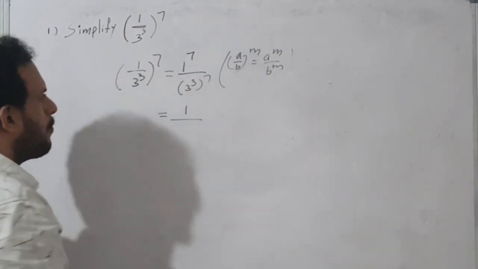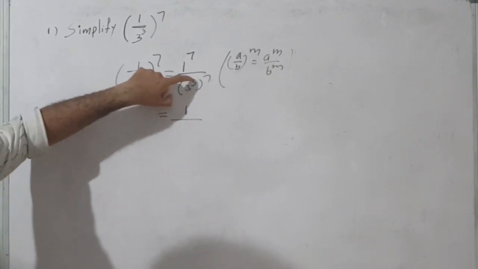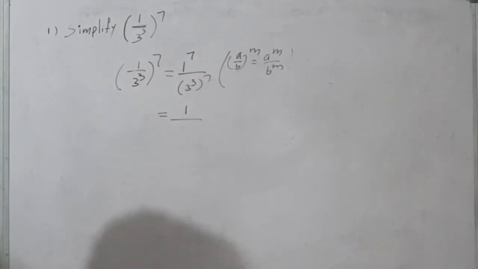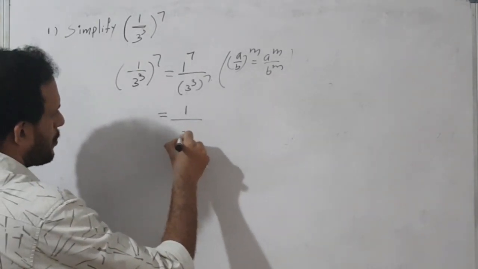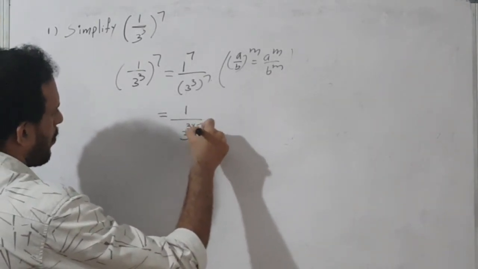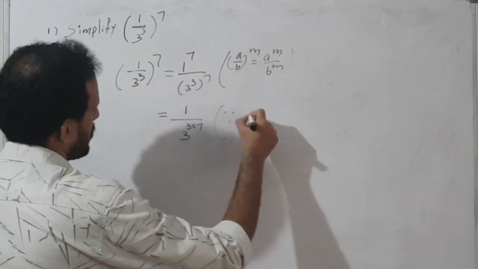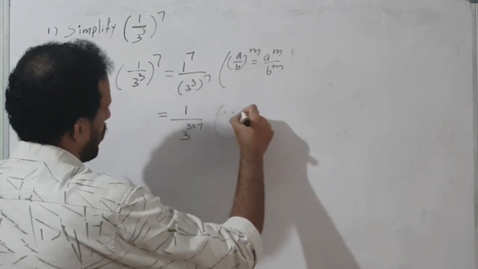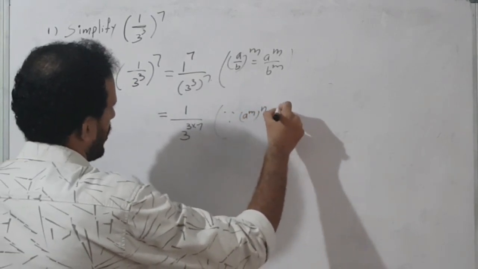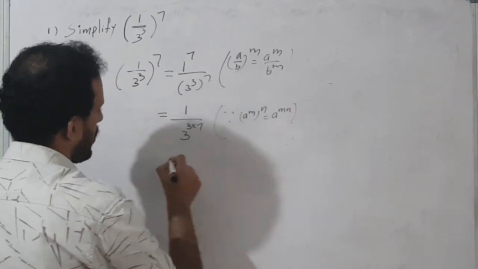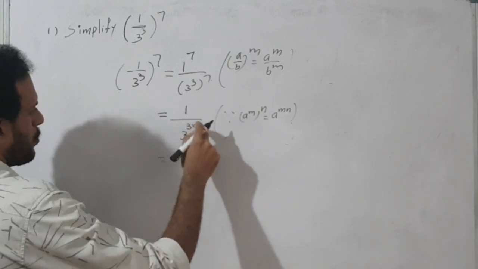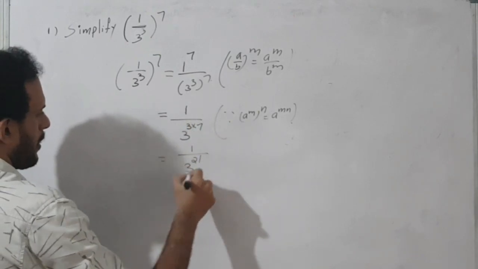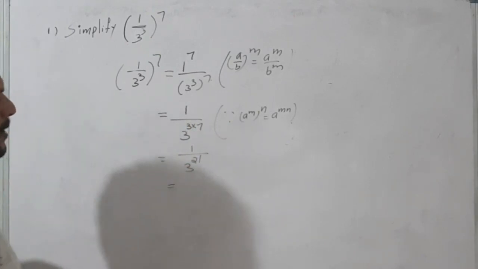Then what is this law? This law is a raised to m whole raised to n. What is a raised to m whole raised to n? A raised to mn. That is 3 raised to 3 into 7. What is the law we use? Since a raised to m all raised to n is equal to a raised to mn, it is equal to 1 by 3 raised to 3 into 7, which is 21. Correct? 21.